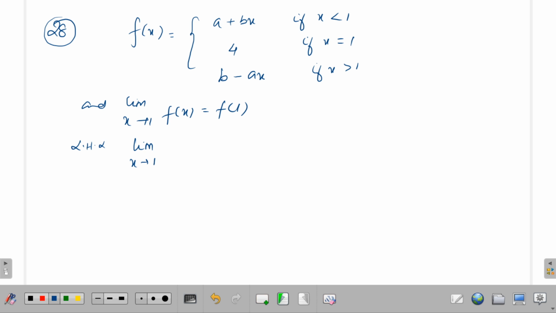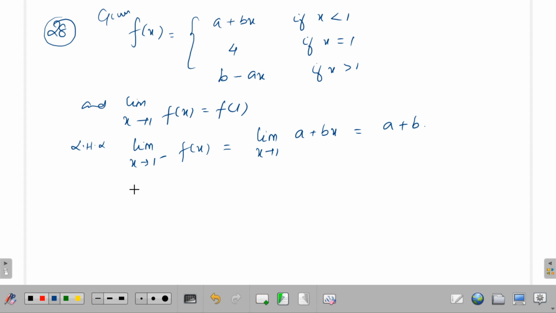Remember, the value for x is nothing more than 1, so left hand limit, it will be limit of x tends to 1 minus, that's given, which will be f of x. So x tends to 1 minus, it means it's slightly less than 1. Less than 1, I'll get limit of x tends to 1, the first one, a plus bx. Now simply put the value for x, which would be a plus b.